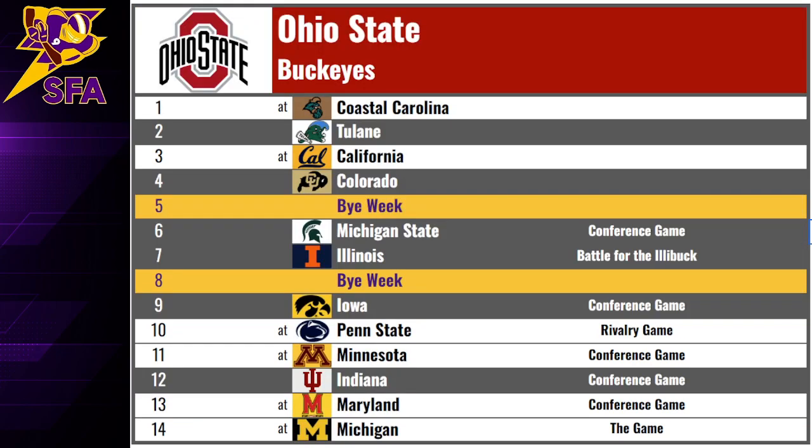Next up, we got Ohio State. We'll see if they have a better schedule than last year. Start out with Coastal. That could be a tough one. Tulane, also a bit tough. Cal and Colorado. That's a lot more doable than previous years, but still some tough games. I definitely could see Ohio State dropping a few of those.